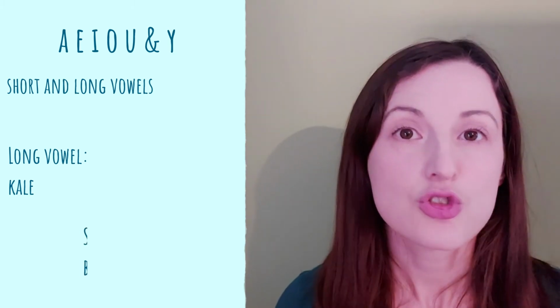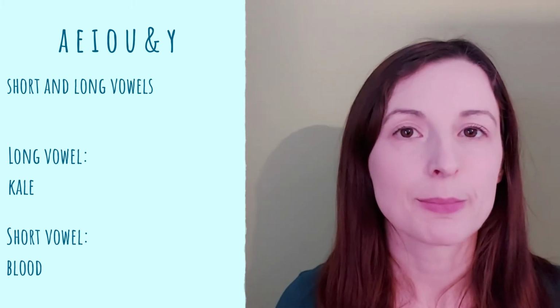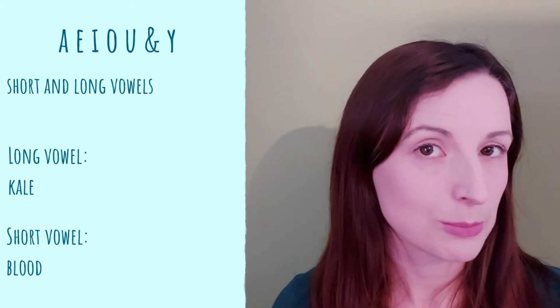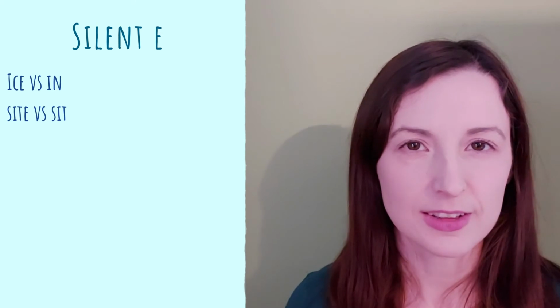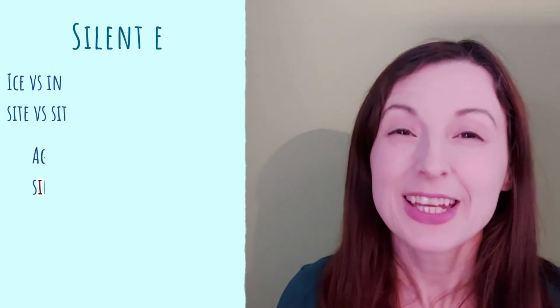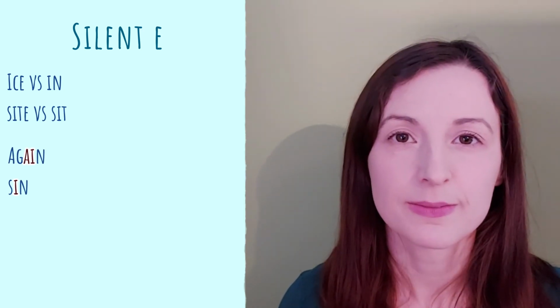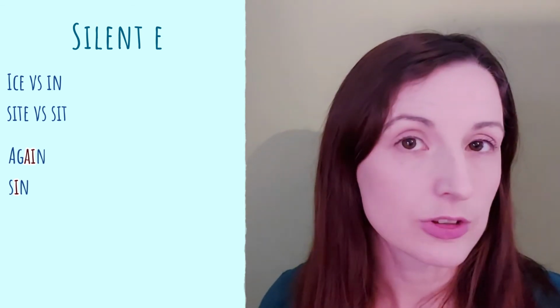On the other hand, short vowels do not sound like the name of the vowel. For example, blood. Here, the OO vowels do not have the same pronunciation as the vowel O. Why is the I pronounced differently in these 2 examples? Ice, in, sight, sit. Sometimes the vowel is pronounced the same even though the spelling is different. Again, sin. So this is dependent on whether or not the vowel is long or short.